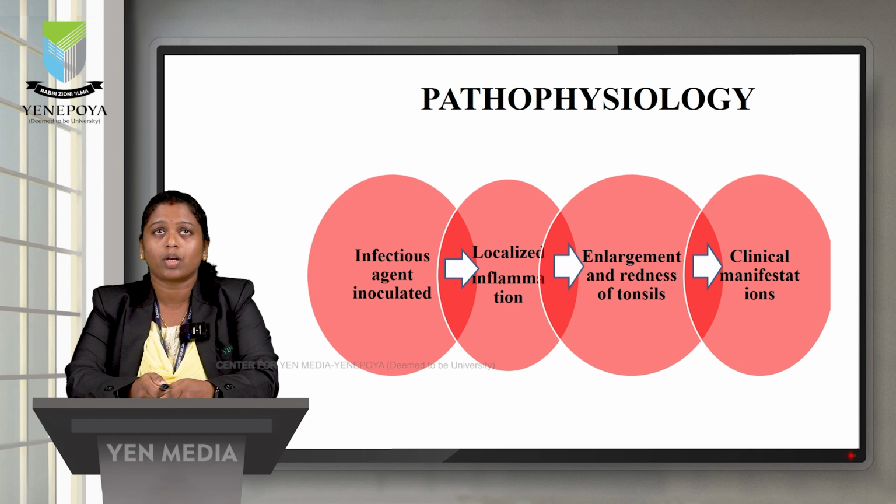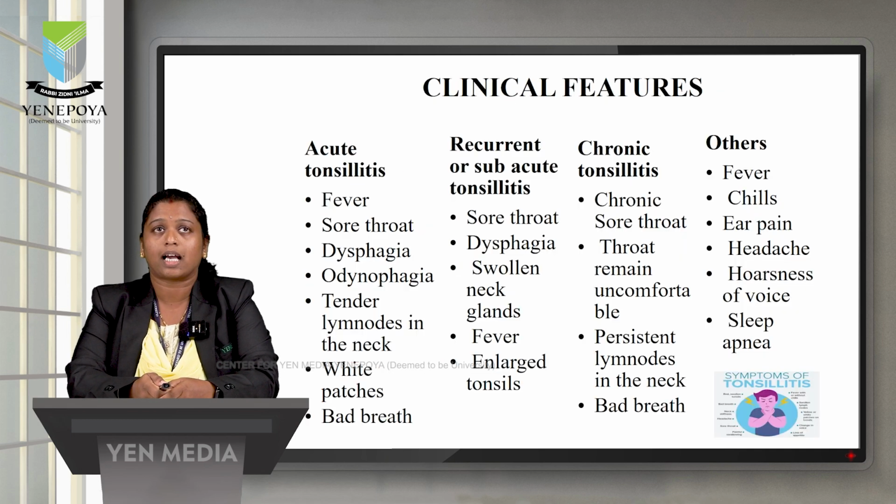So we'll next move on to the clinical features as per the types of tonsillitis. The first one is acute tonsillitis. The patient may have fever, sore throat, dysphagia, that is difficulty in swallowing, odynophagia, that is pain on swallowing, then tender lymph nodes in the neck, that is painful lymph nodes will be present over the neck region, and there will be white patches and bad breath.